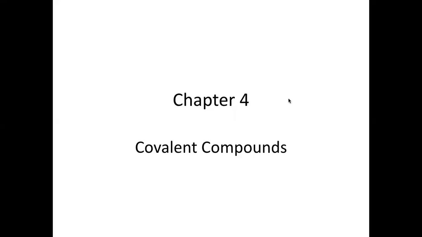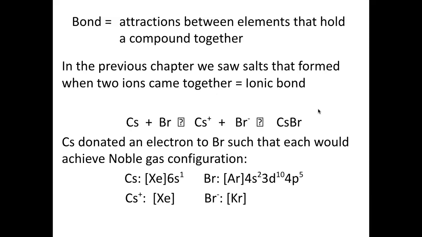So now that we've discussed ionic compounds, we will now talk about what happens when two nonmetals form covalent compounds. In the previous chapter, we saw that two ions can come together, one with a positive charge and one with a negative charge, to form ionic bonds. And this can be represented again here below that we have cesium and bromine that are going to come together.